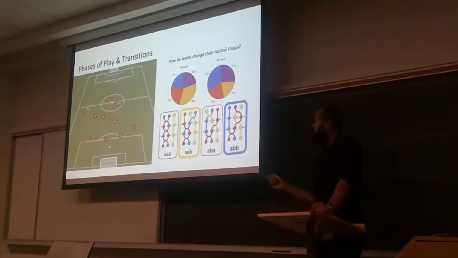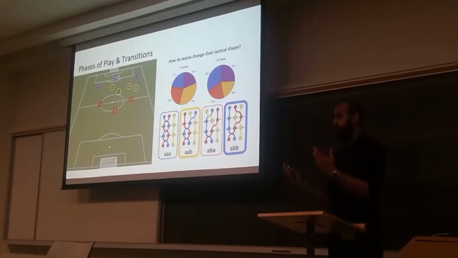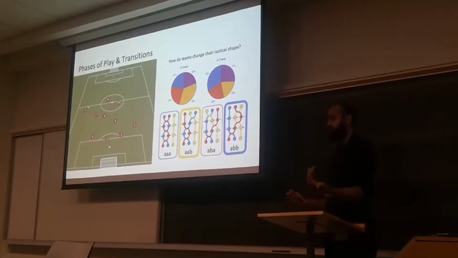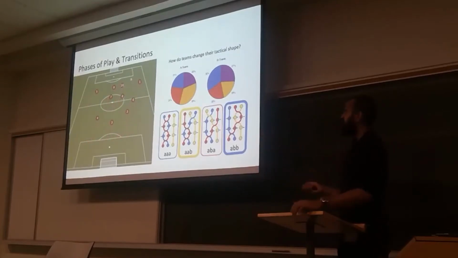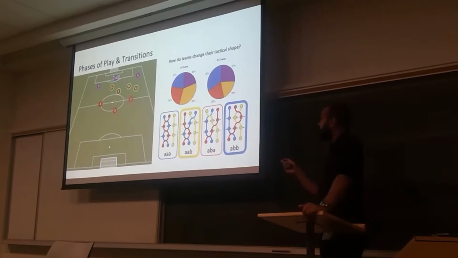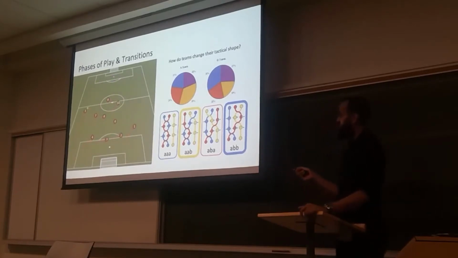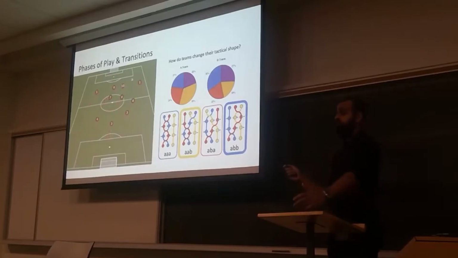And we start looking at phases of play and what we call transitional play in football. There are 2 main phases of play: attacking, when you have the ball and you're trying to score, or defensive, when the opposition has the ball and you're trying to prevent them from scoring. And then transitions are the moves between the two: attacking transition, defensive transition. These are critical moments in football.